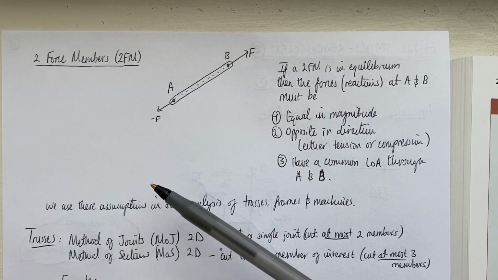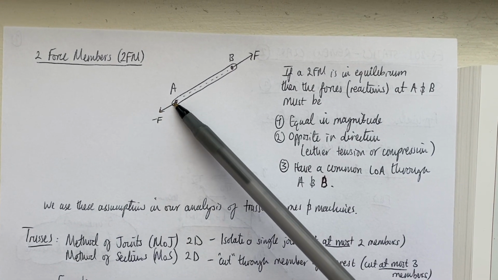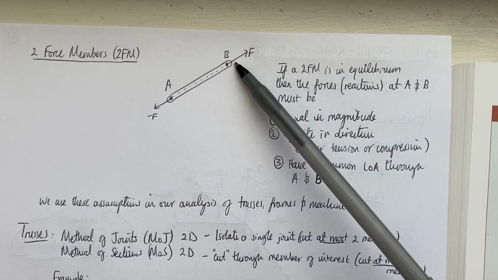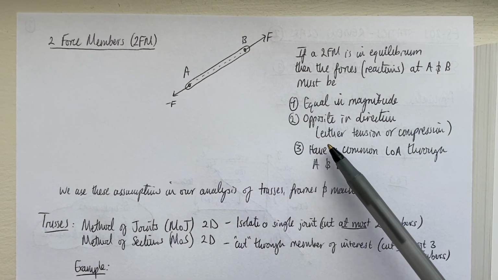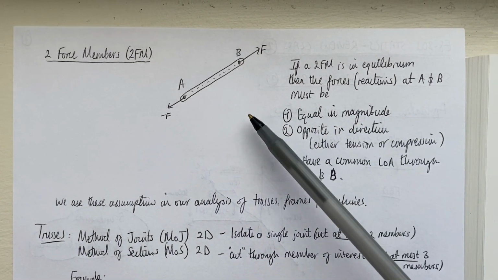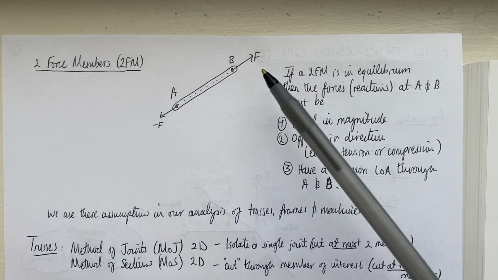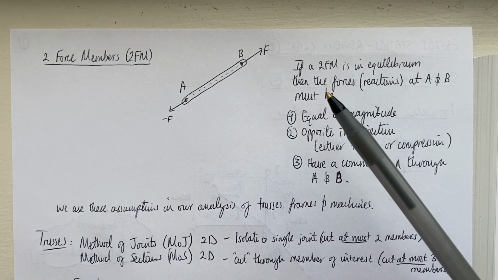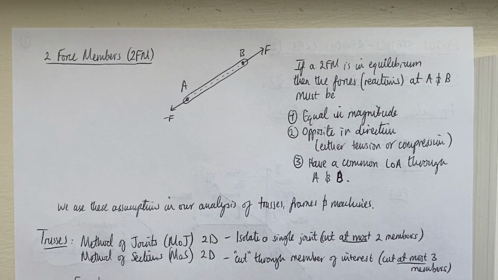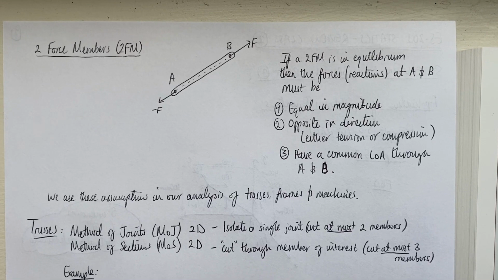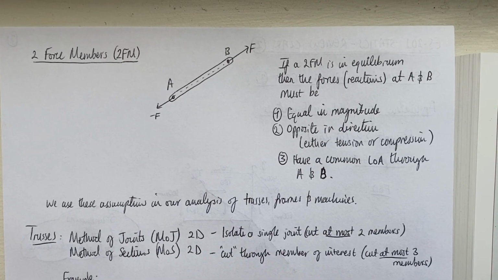And has a common line of action through the center of the member, through the points where both forces are applied. So if all of those 3 conditions are satisfied, then this two-force member is in equilibrium. And what we do is we use these assumptions when we deal with trusses, frames and machines, so that we're able to solve and analyze those systems.